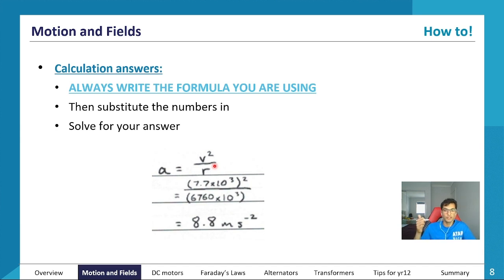Yeah, so make sure that you write down your formula. If this was a VCAA exam, this would probably be 2 marks. Your first mark is for correct substitution, which is here, and your final mark would be for your correct answer. Yeah, correct answer with units.